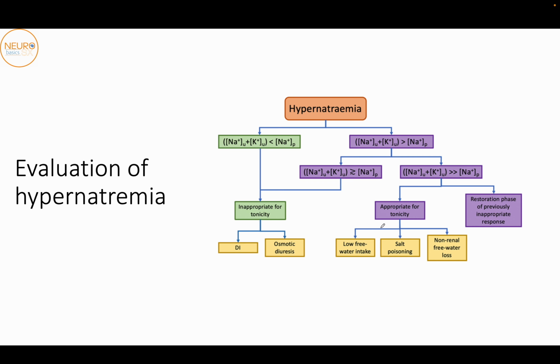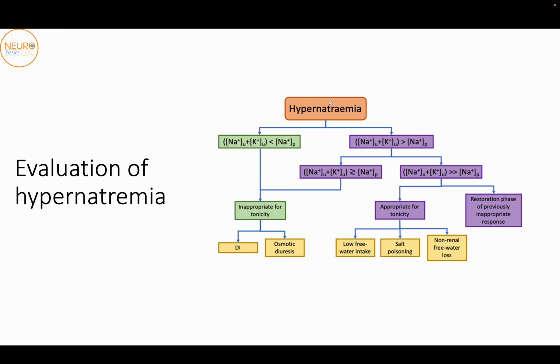So that could either be because you are not taking in enough water, or you have been given a lot of hypertonic fluids, or you're losing water elsewhere. On the other hand, if a hypernatremic patient actually has less urine sodium and potassium, or slightly more, or even equal to the plasma sodium, that is actually inappropriate for a patient who is hypernatremic.